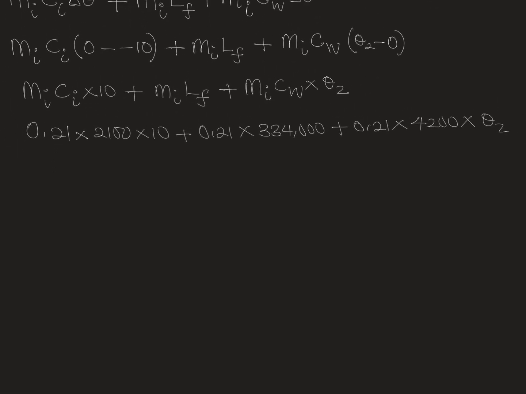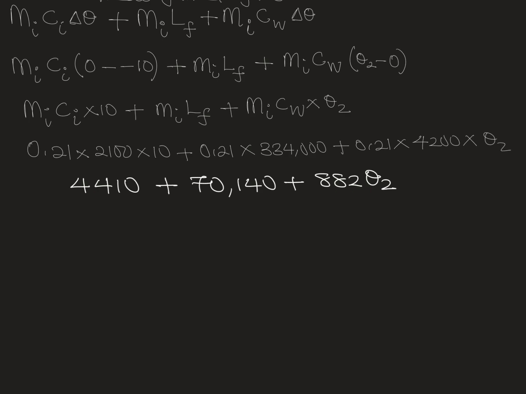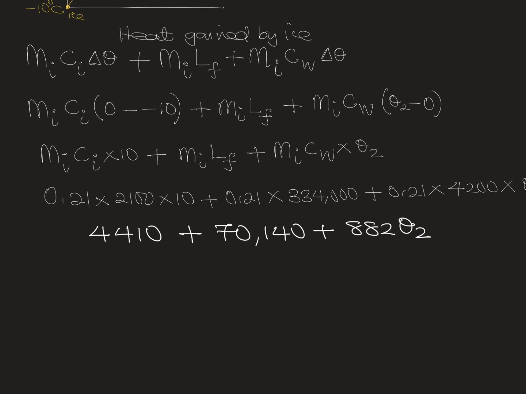Okay, so 0.21 times 2,100 times 10 is 4,410, plus 0.21 times 334,000 is 70,140, plus 0.21 times 4,200 times theta 2 is 882 theta 2. Okay, so that is the heat gain by the ice. So what about the heat loss by the water?